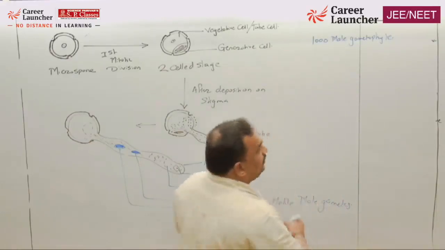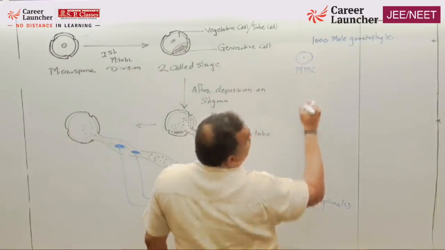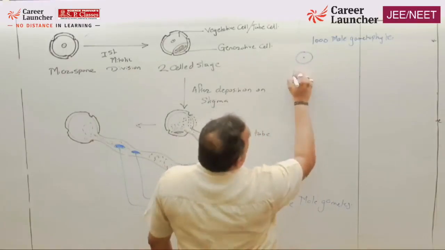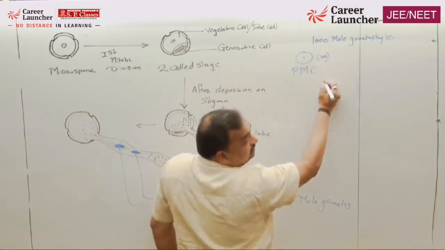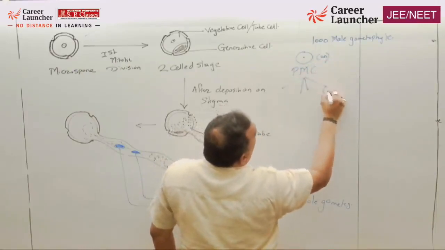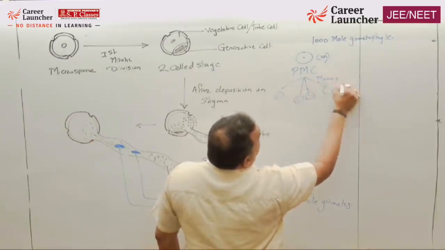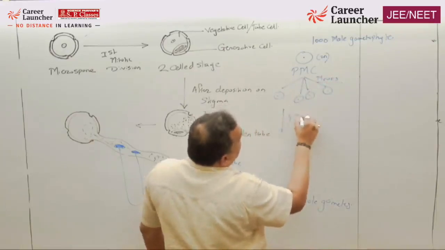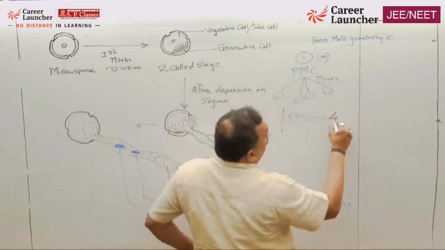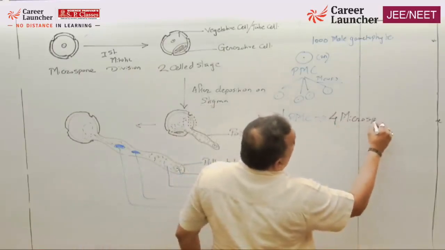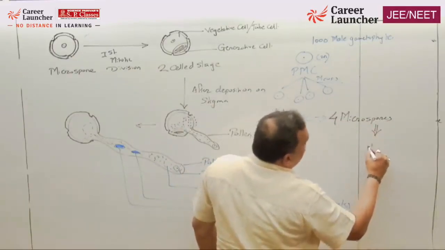Look over here. I have got 1 microspore mother cell, also called PMC, pollen mother cell. This is diploid in nature. It undergoes division to form 4. A single meiosis produces 4. So 1 PMC leads to formation of 4 microspores, and each of the microspores will develop into a male gametophyte.